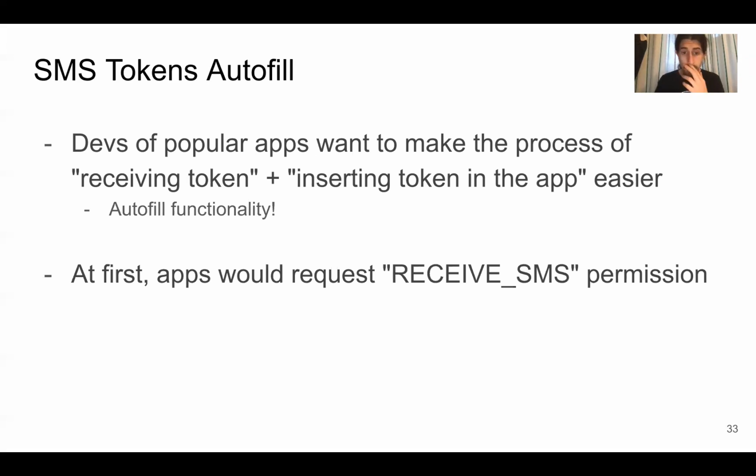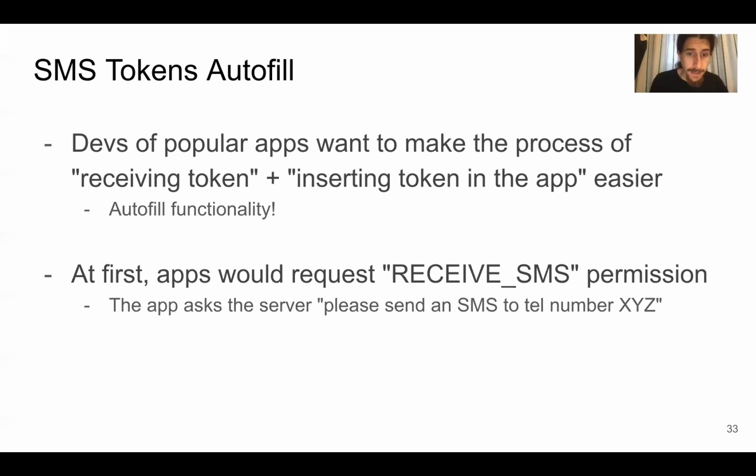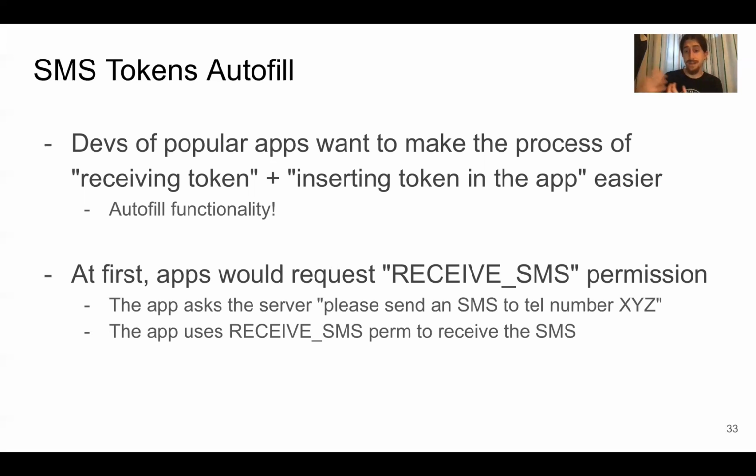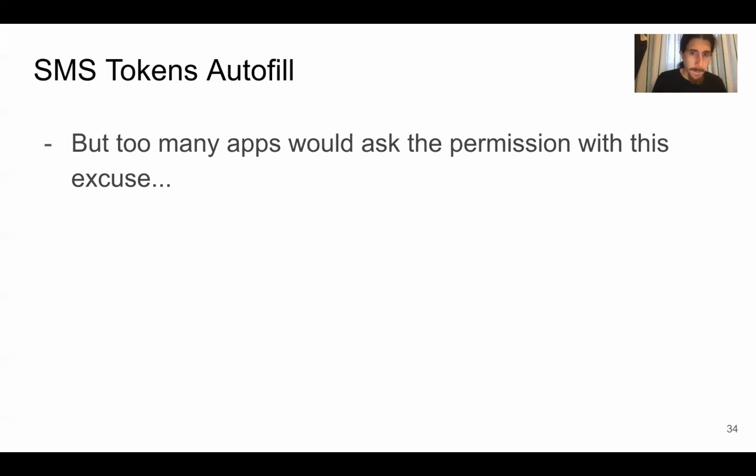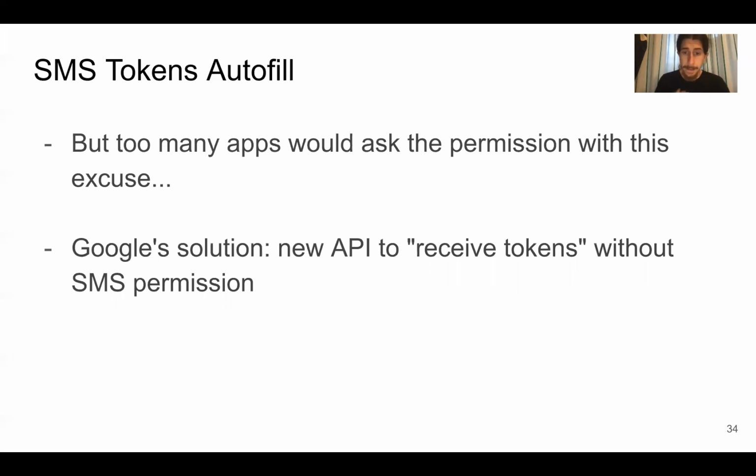In the past, the app would request the receive SMS permission, and then the app asks the server, please send me an SMS with this specific telephone number. Then the app would receive the SMS through the receive SMS permission, read the token out of the SMS, and consider the user authenticated. But then maybe too many apps would ask for this permission with this specific excuse. So Google did something else. They created new APIs to receive tokens without SMS permission.